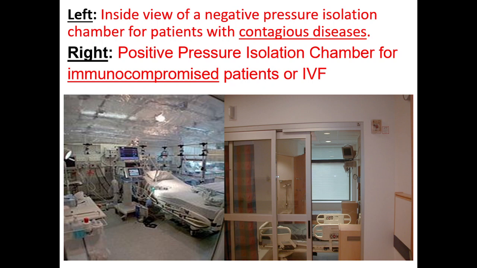You can see the pictures on the left side, okay? Here for you on the right side, okay? A view of negative pressure isolation chamber for the patient for contagious diseases. The negative is for contagious diseases. For the positive pressure room, it is usually used for immunocompromised patients or some IVF.